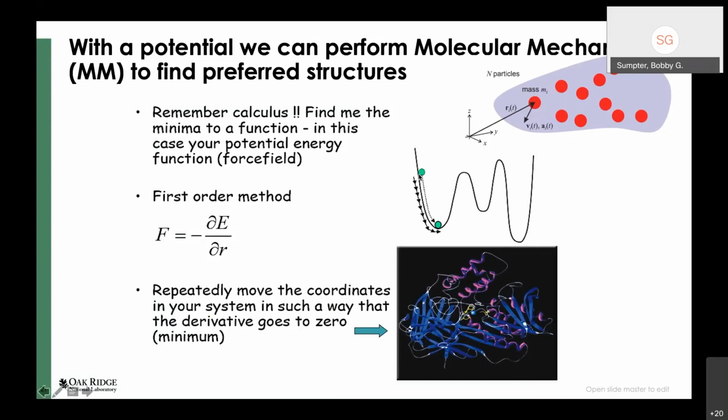So you're doing a gradient descent and finding the minimum. And that'll allow you to look at what type of structure should exist at equilibrium or at a specific temperature. That's called molecular mechanics, and that allows you to find initial structures that are viable and probably exist.